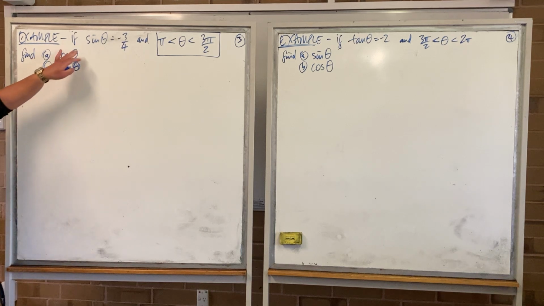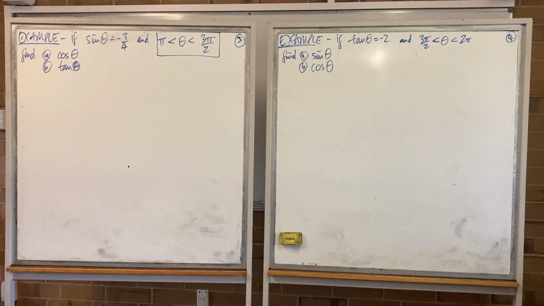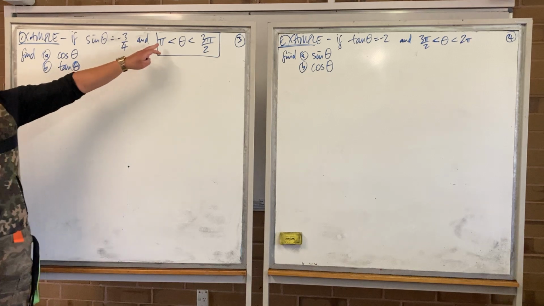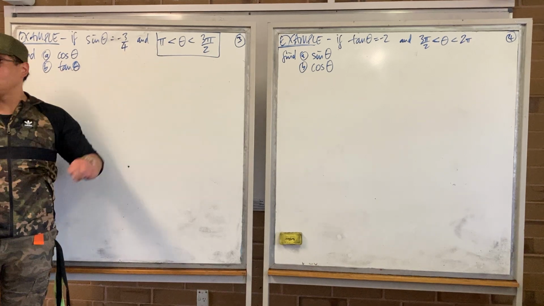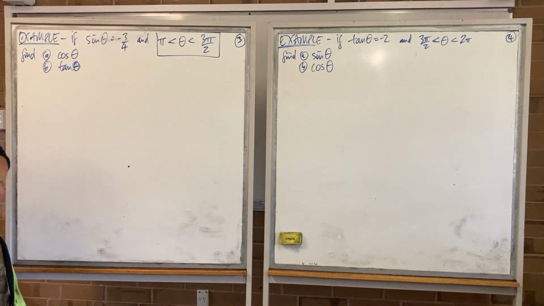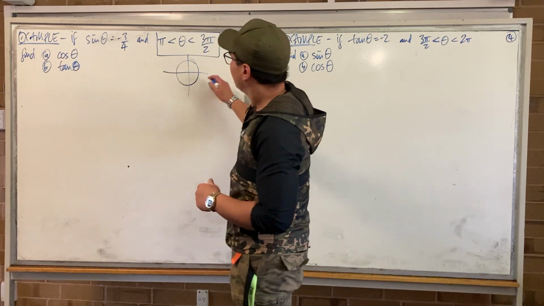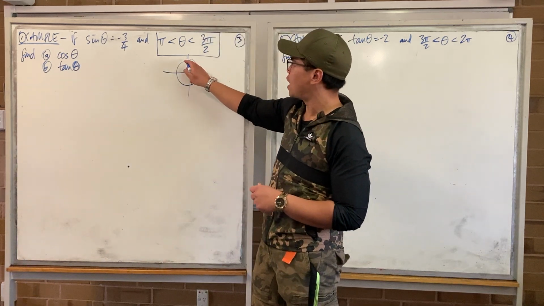So the first aspect of the question: if sine theta is equal to -3/4, find cos theta and tan theta. Now, what is this saying? This is saying pi is smaller than the angle that I'm interested in, which is smaller than 3 pi on 2. Now, if I draw a unit circle, this is 0, this is pi on 2.